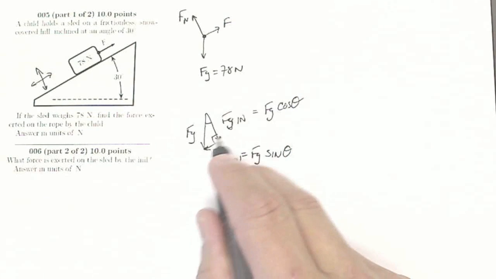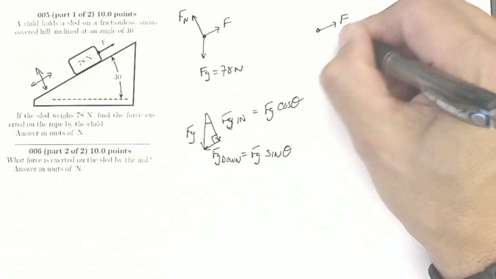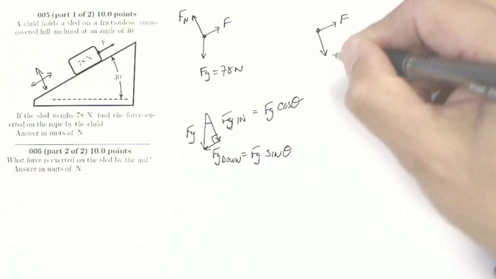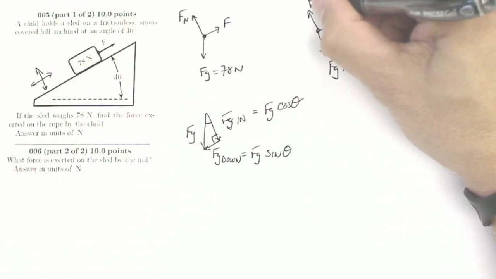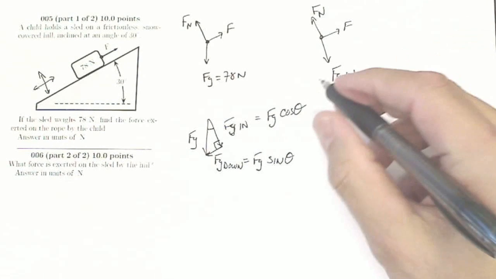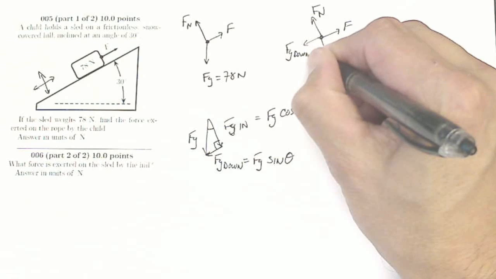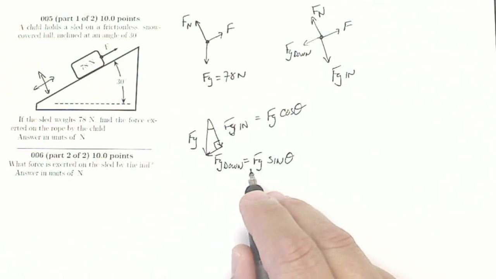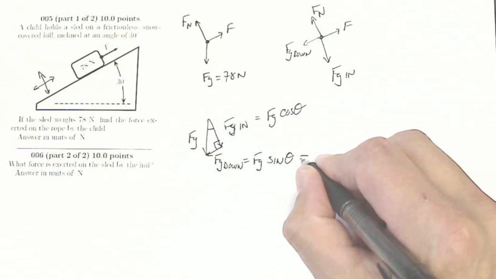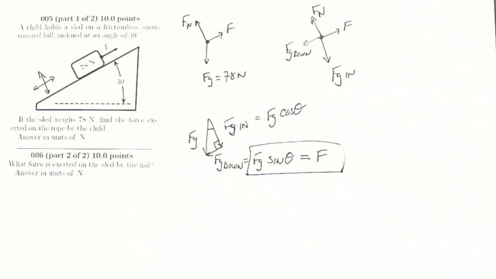What I'm looking for is, now that I know that, I can redraw my free body diagram, which says I've got a force up the slope, I've got a force of gravity into the slope, I've got a normal force out of the slope, and I've got a force of gravity down the slope. Now if I'm looking for this one, I already know the force of gravity down is Fg sine theta, so that will be equal in magnitude to the force of the pull. So that is going to be my answer for question number 5.